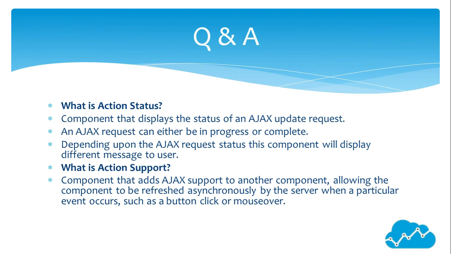What is action status? A component that displays the status of an Ajax update request. An Ajax request can either be in progress or complete. Depending upon the Ajax request status, this component will display different messages to the user. What is action support? A component that adds Ajax support to another component, allowing the component to be refreshed asynchronously by the server when a particular event occurs, such as a button click or mouse over.